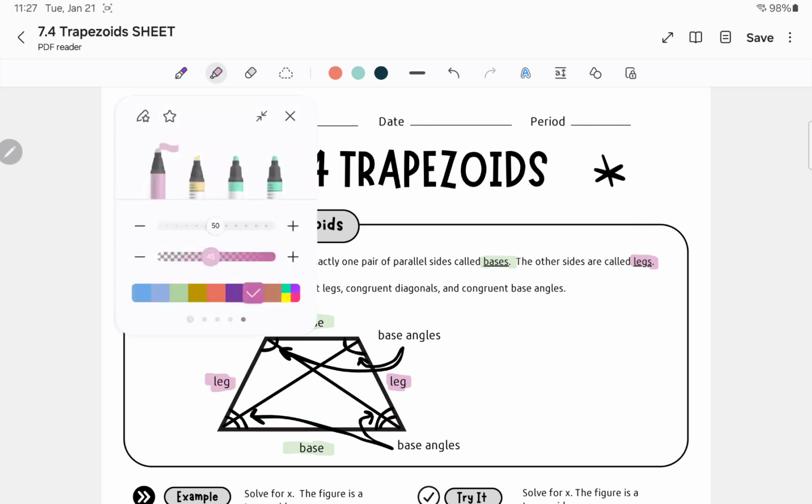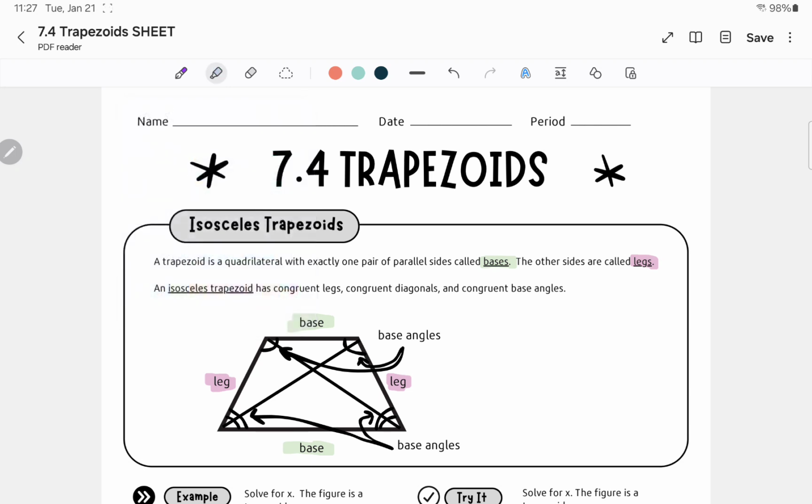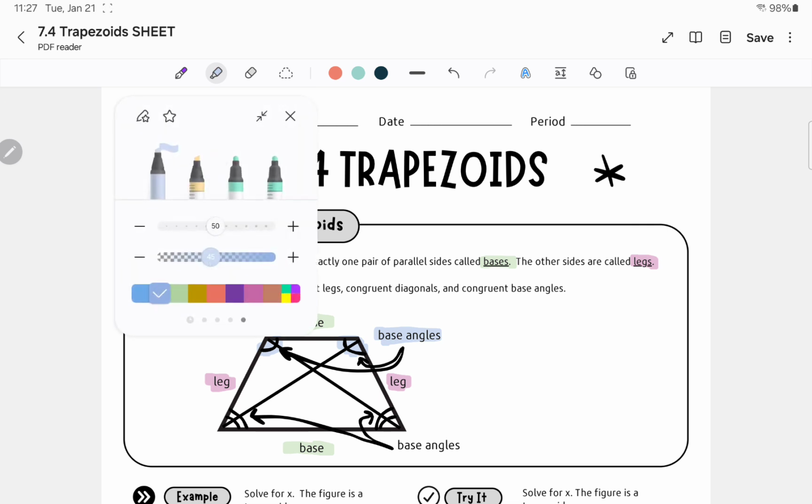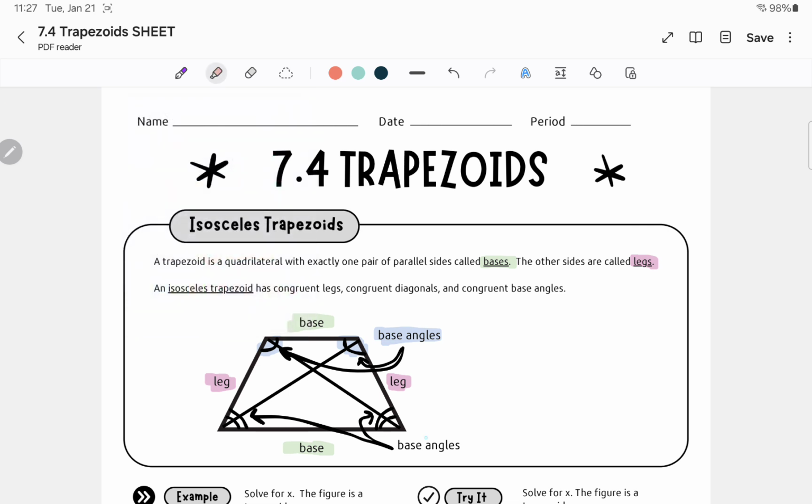Now, it's not in the description, but we have something called base angles. So let's highlight that. The base angles would be the angles that are connected to the base. And then we have another set. So actually, sorry, if you have a 4th color, that'd be great. If not, it's okay. And that would be down here. So these base angles in an isosceles trapezoid are congruent. And then these base angles down here, if it's an isosceles trapezoid, those are congruent.